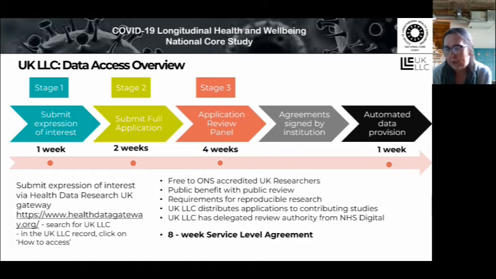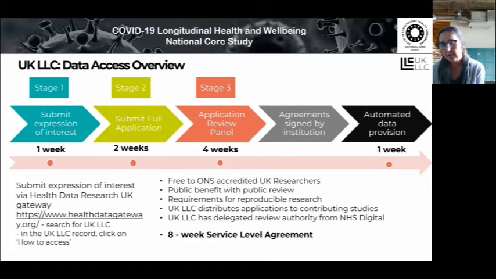To kick off the application process, you submit an expression of interest, and this is done via the Health Data Research UK Gateway. There's a link there, and you search for the UK LLC, and there's a link on how to access, and you proceed from there. You'll then be directed to a fuller application and asked to provide details of the researchers, a project overview, a lay summary, the required data, a justification for the data, and how the project will benefit health and/or social care. So similar to what Danielle was describing for the UKDS.